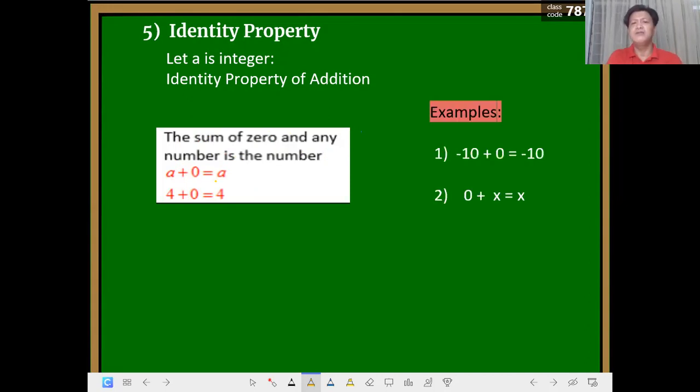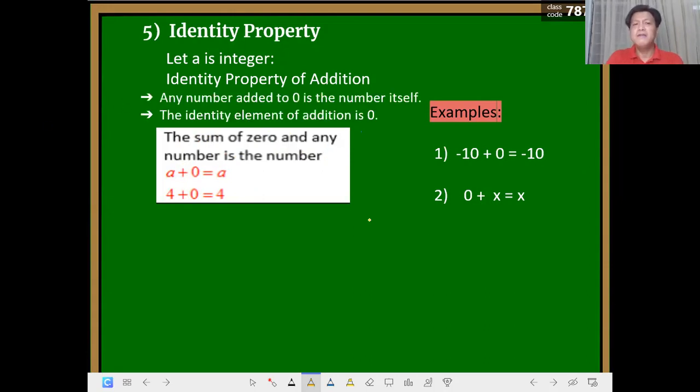So, another example. Negative 10 plus 0 is negative 10. 0 plus x is x. Meaning to say, any number added to 0 is the number itself. And kung obserbahan natin, the identity element of addition is 0, kasi hindi nagbago yung ating number na inad kapag 0 yung ating ina-add. Okay? So with that, meron tayong tinatawag din na identity property of multiplication.